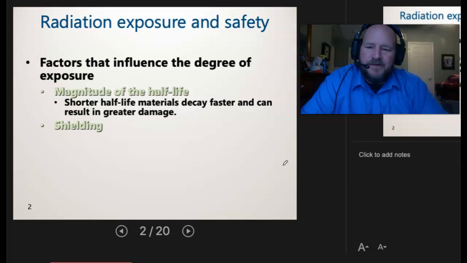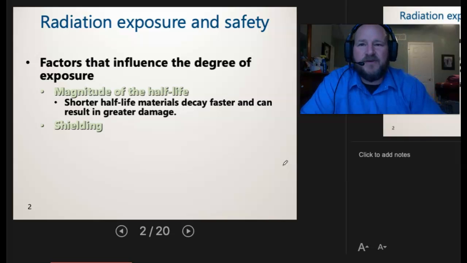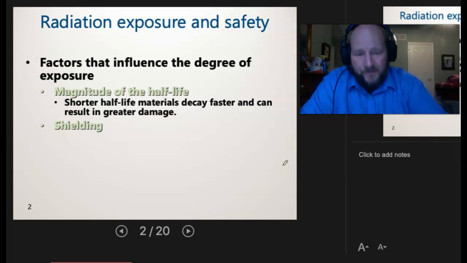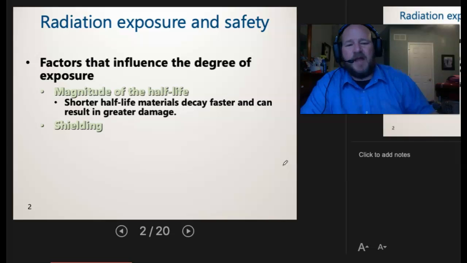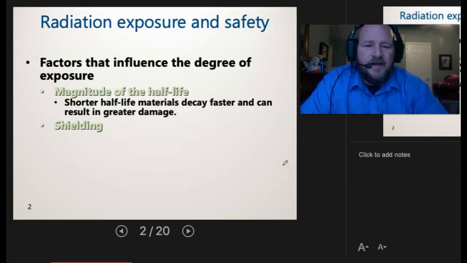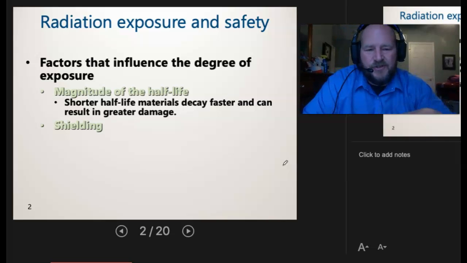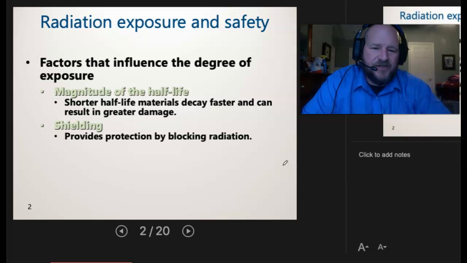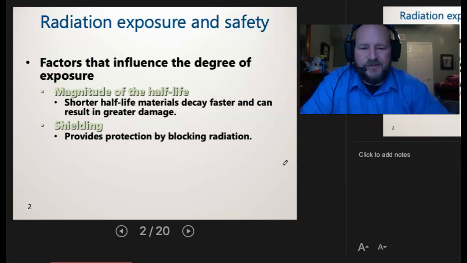Another thing that will influence your degree of exposure is your shielding. If you've ever gone to the dentist and gotten your annual x-ray of your mouth, they put the huge lead vest on you. Or if you've ever broken a bone and been in the ER, they'll put a lead blanket over areas that are under the exposure but don't need to be exposed. So shielding, right? We can provide protection from the radiation.